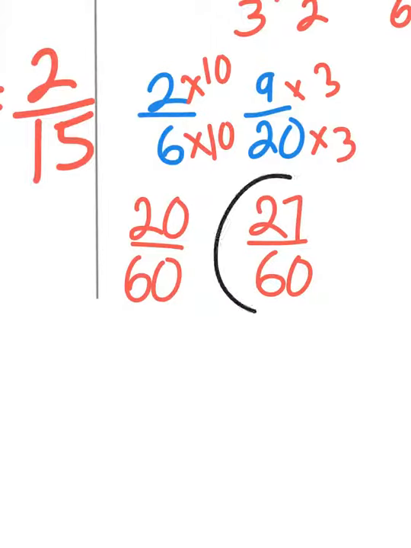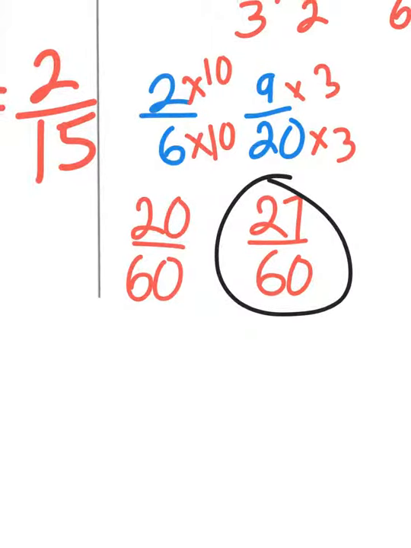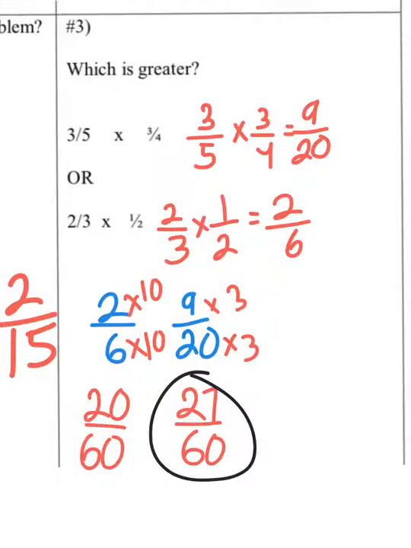So obviously, this one's greater, so it is going to be the 3/5 and 3/4. That is going to give us a greater product.